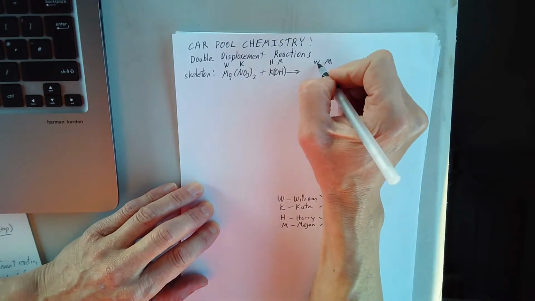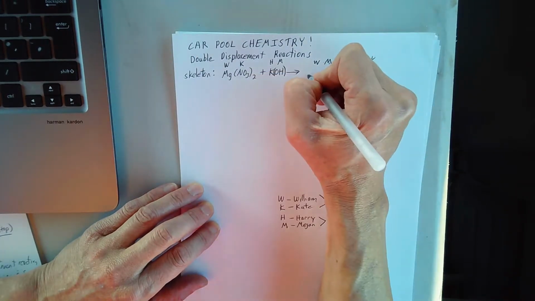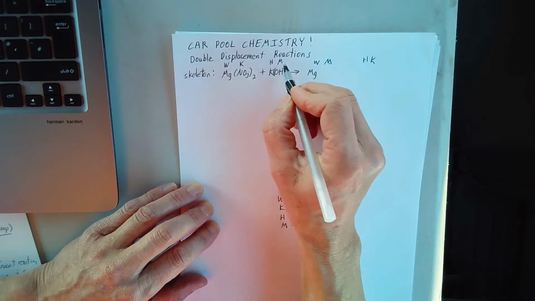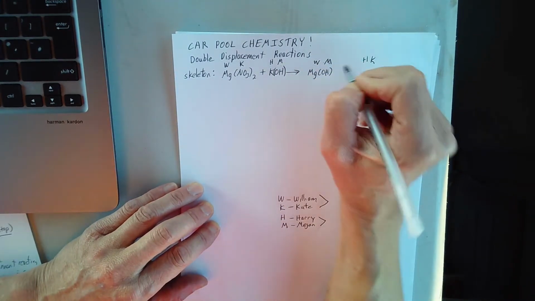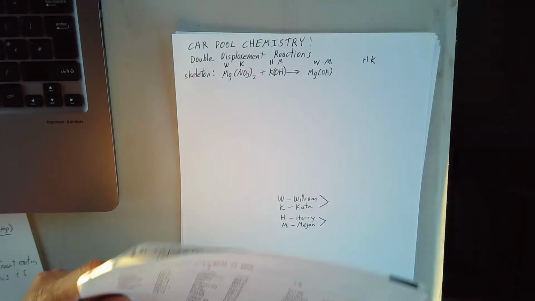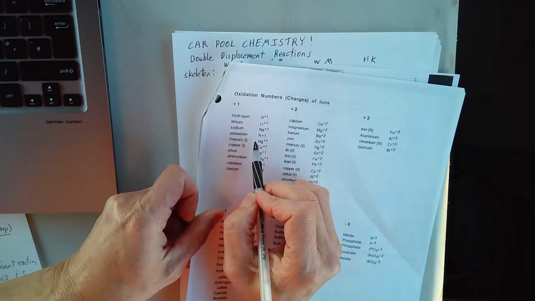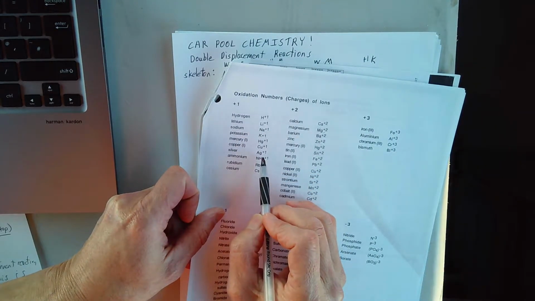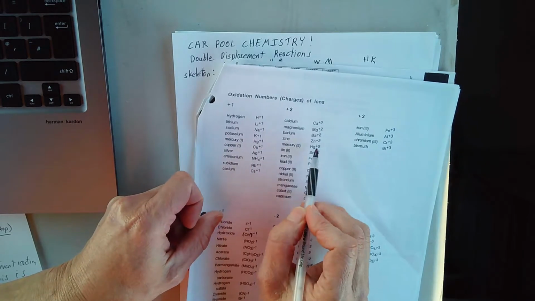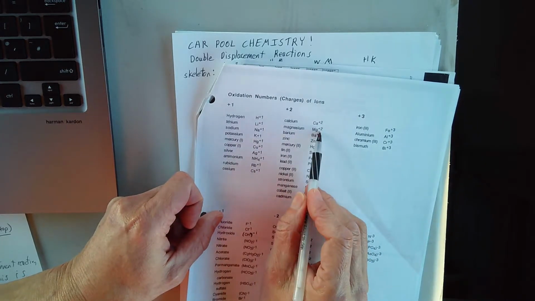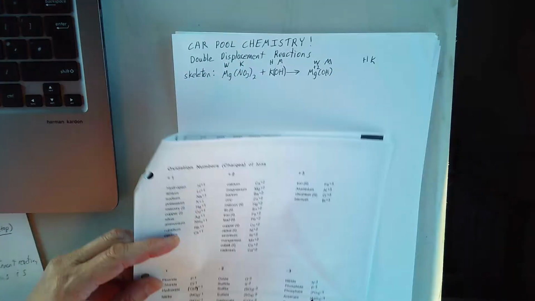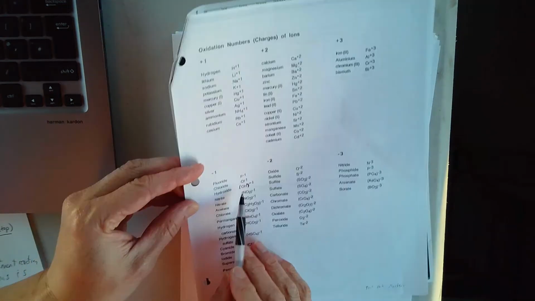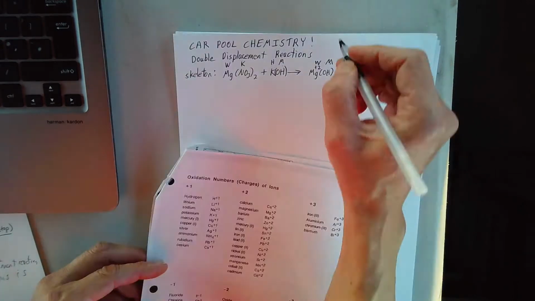So how do you say William? William is magnesium, and Meghan is OH. And we know once again from our oxidation number table that magnesium, when it forms ions and bonds with other elements, takes on a +2 charge. So I'm going to put a +2 here. Hydroxide, like we just mentioned, takes on a -1 charge.